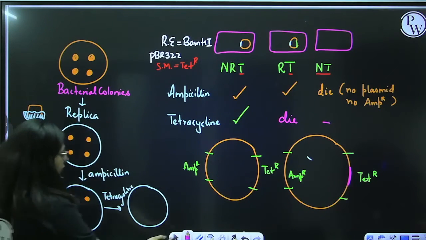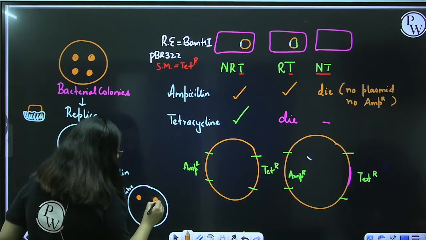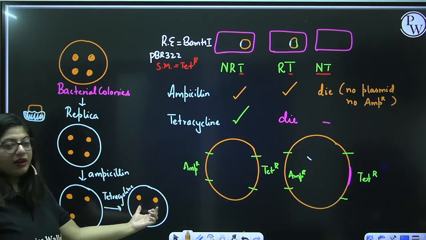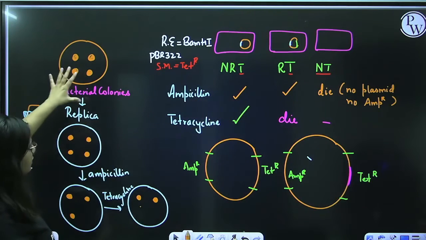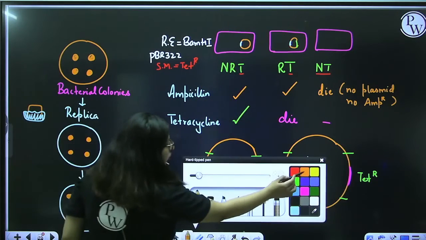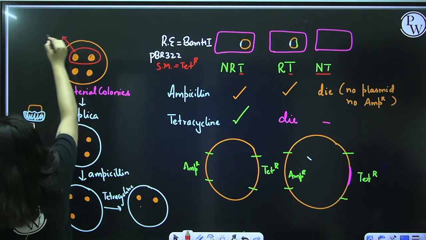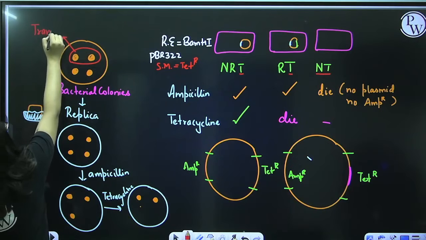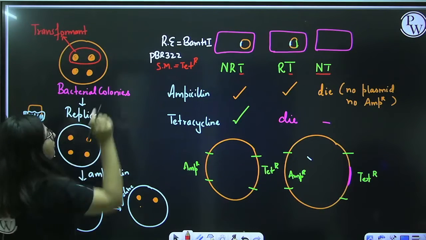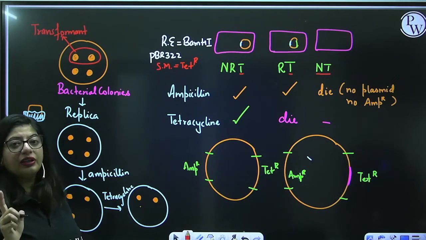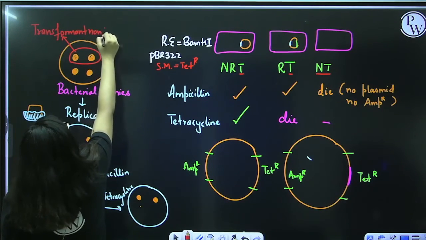So imagine only these two colonies survive. So which colonies are these which survive? They are non-recombinant transformants. So from this, what did we get to know? We got to know these two colonies are transformants. Yes, they do have the plasmid, but the plasmid does not contain the foreign DNA. So they are transformant, non-recombinant.